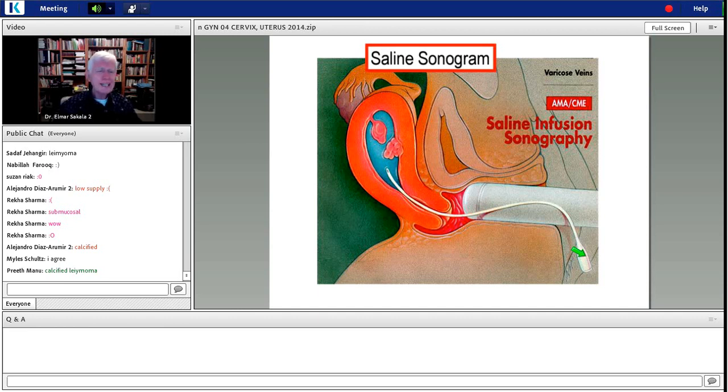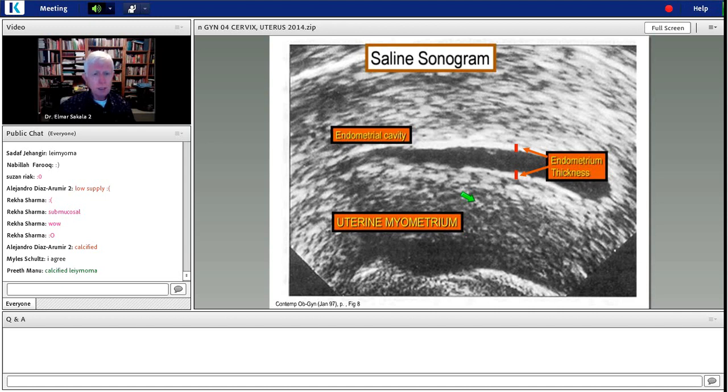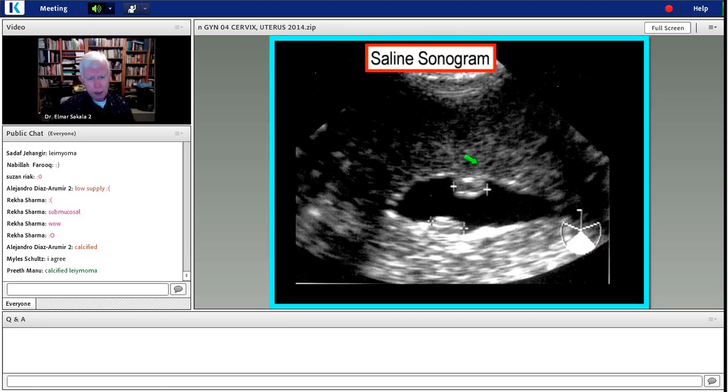You can look at intra or submucosal leiomyomas using a saline sonogram, sometimes called saline infusion sonography, and you put a catheter into the uterus. You instill 5 to 10 cc's of saline, which pushes the walls apart. You have an intravaginal ultrasound probe, and then you can look. And here you can see the saline, which is pushing the walls of the uterus apart. You can actually measure the endometrial thickness on either side, and you can see there is no lesion here.